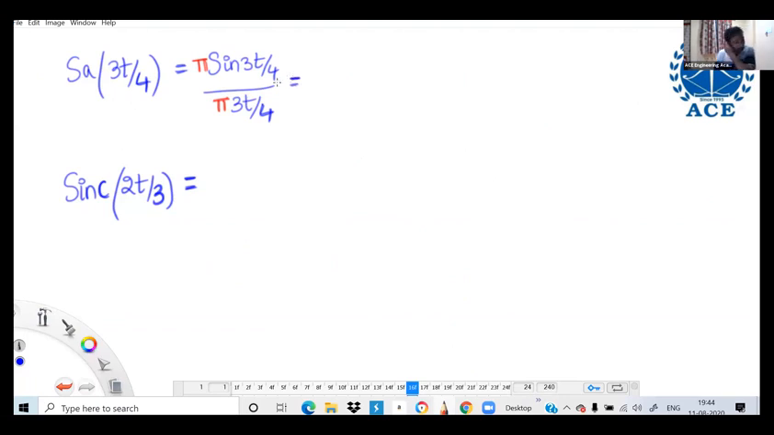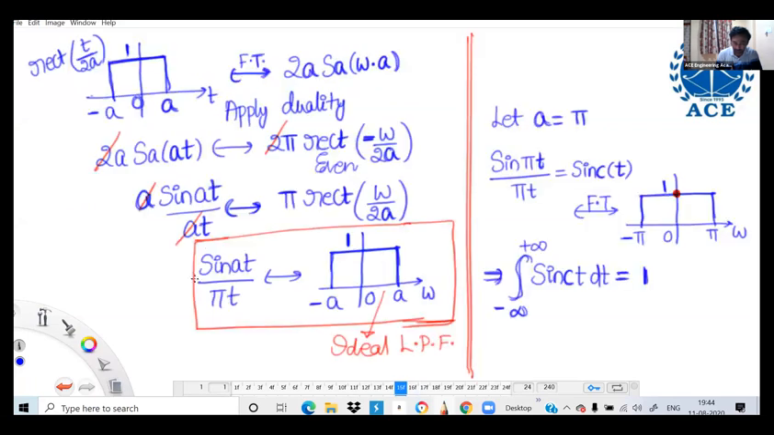So what is extra here? Sin At by pi t form means 4 pi by 3 sin 3t by 4 by pi t. 3 by 4 becomes 4 by 3, so 4 pi by 3 sin 3t by 4 by pi t. Now it is looking like our previous slide relation or not? Sin At by pi t appearance is there.